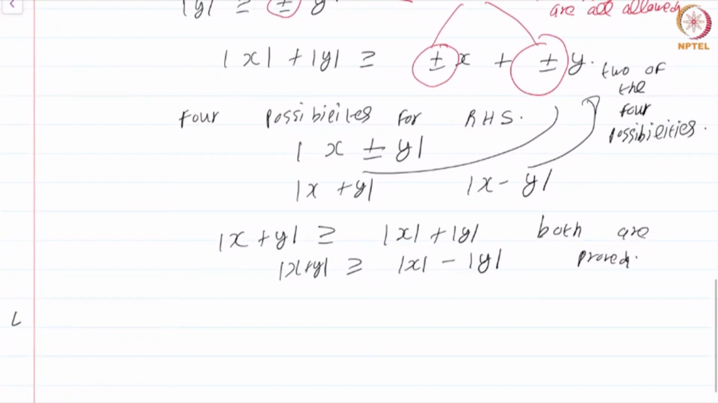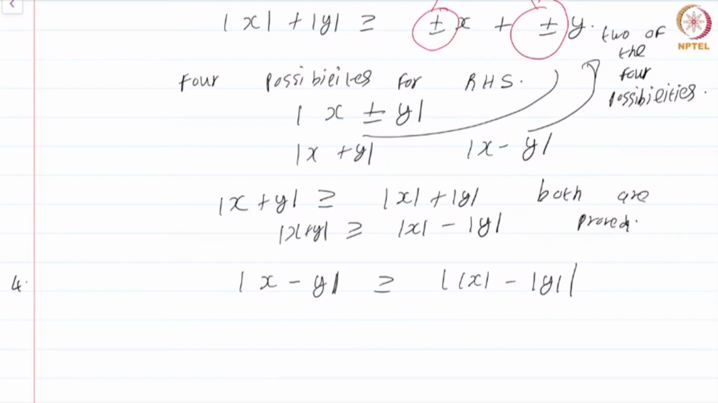Now how do you prove the reverse triangle inequality? That's not too hard either. We want to show, let me just show one part. Let me show the minus sign. That looks like a bit harder. Mod of x minus y is greater than or equal to modulus of mod x minus mod y. Okay. Now how do you show this?